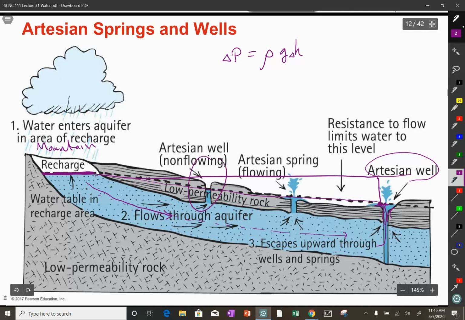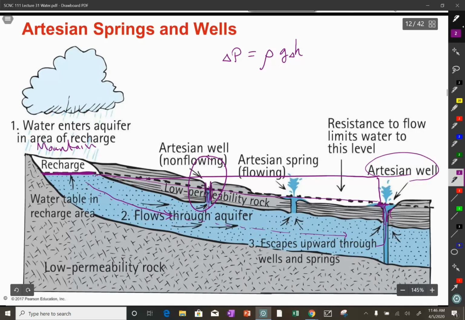Now, if you look up here, you have a hole in the low permeability rock, but the water table is below the elevation of the ground. So in that case, it's a dry artesian well. It's not flowing. You have the artesian well because you have the hole there, but it's not flowing. What's the difference in the spring and the well?